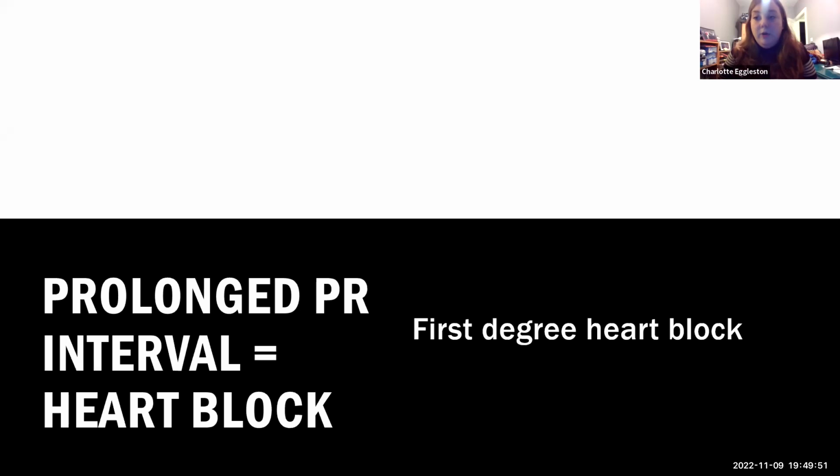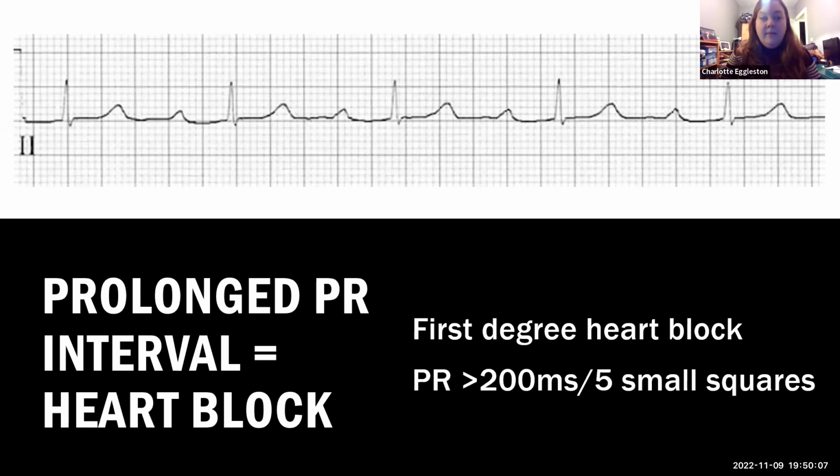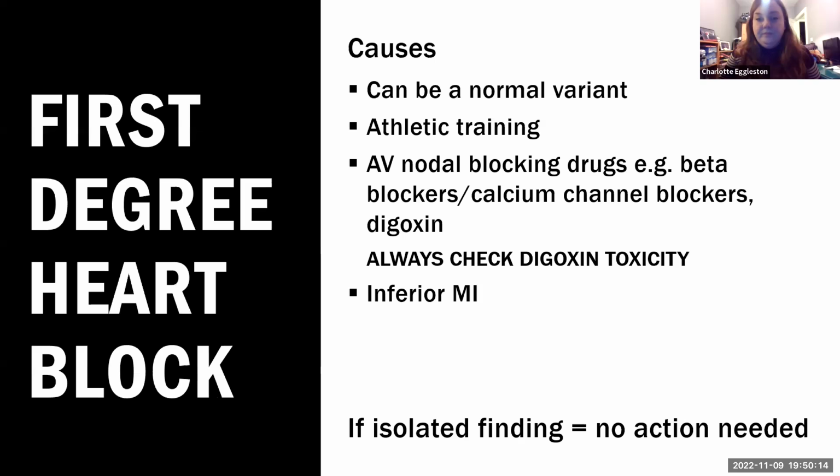So if you have a prolonged PR interval, well, obviously we're talking about our heart blocks, which I briefly mentioned earlier. Sorry about that. So in first degree heart block, effectively the PR interval is just greater than 200 milliseconds or 5 small squares. So you can see here there's quite a gap between the start of the P wave and the beginning of the R wave.